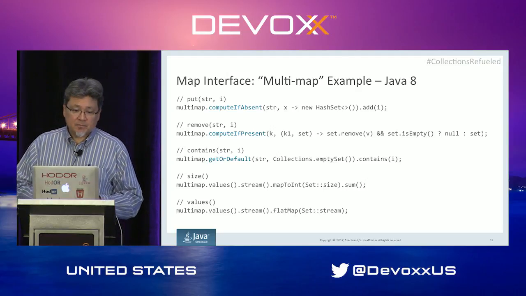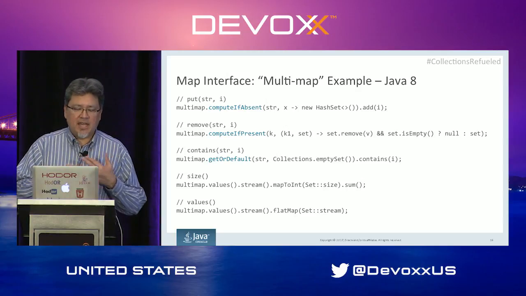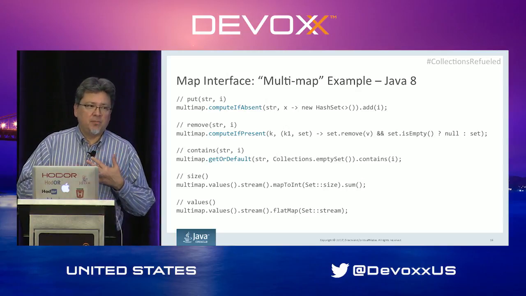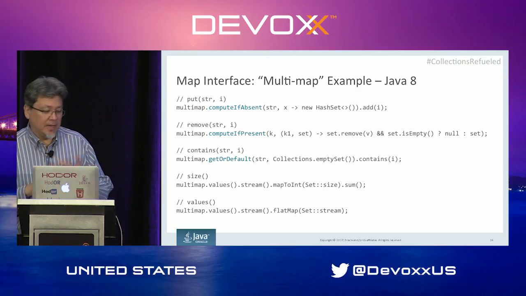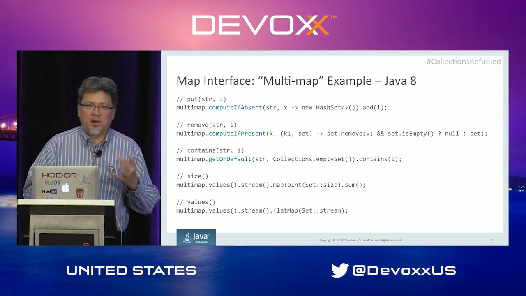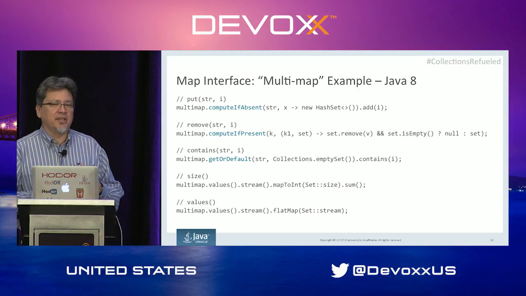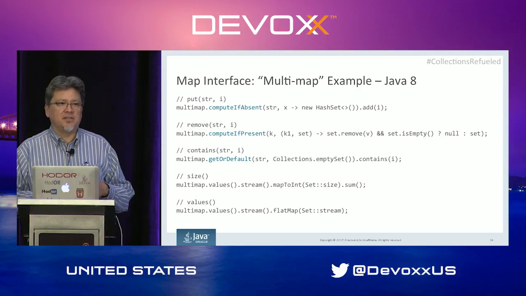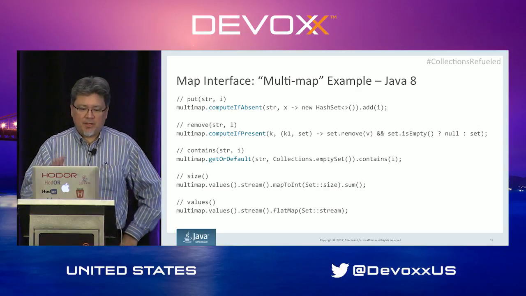So in fact, this isn't even the half of it. I showed compute if absent, compute if present, and get_default, which are new default methods on map. There are a bunch more, and I'm not even going to go through them all. What you have to do is go through the Javadoc and look for things on the map interface that are since 1.8. But anyway, I think these are the most interesting ones here.